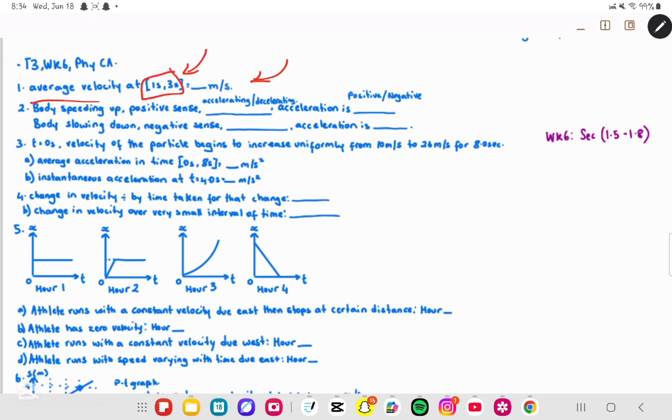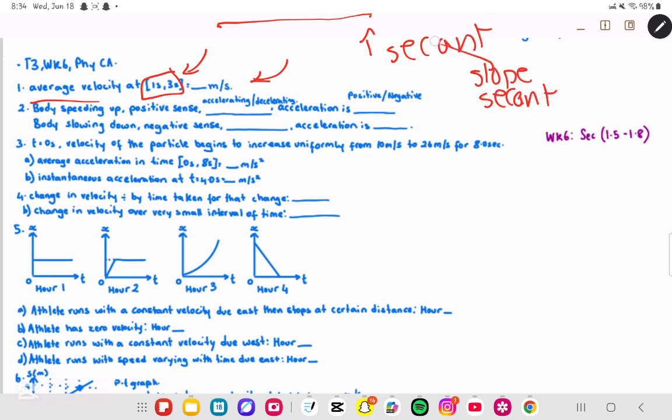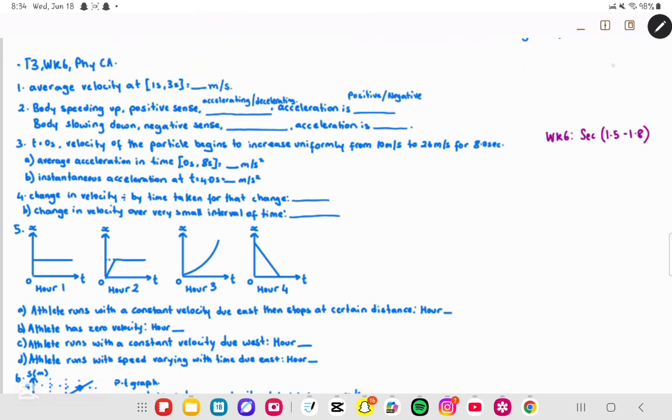You will choose the 2 points, like the point at 1 second and the point at 3 seconds, and you will join the points to make what? To make a secant. Then you find the slope of the secant. The slope of the secant is the average velocity. Here they didn't provide a graph, so for sure I don't know how to do it.